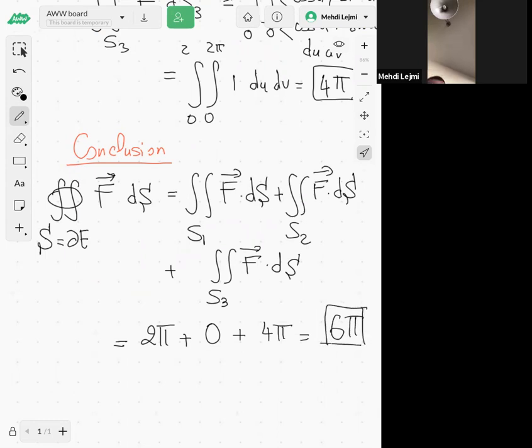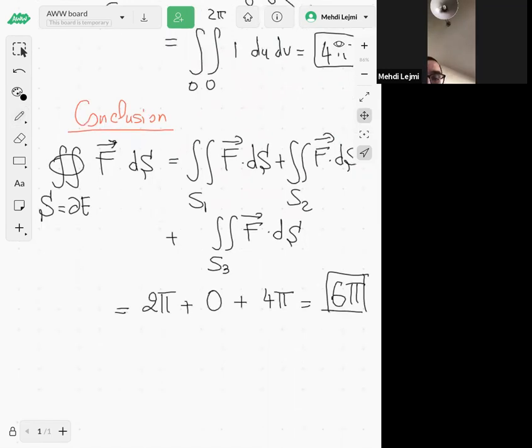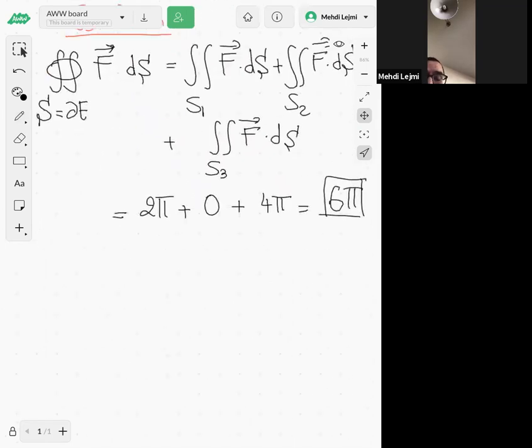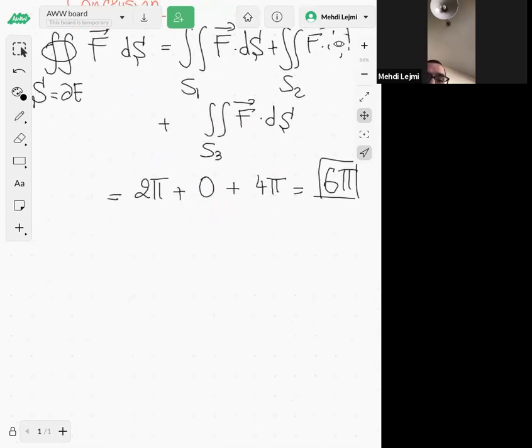Well, it's not the final answer. I mean, the left side is equal to 6 pi. So that's the left side of Gauss theorem, the flux of F along the boundary of the solid E. Now, the right side of Gauss theorem is this triple integral of the divergence of F over the solid E.